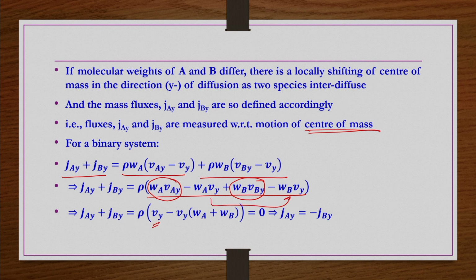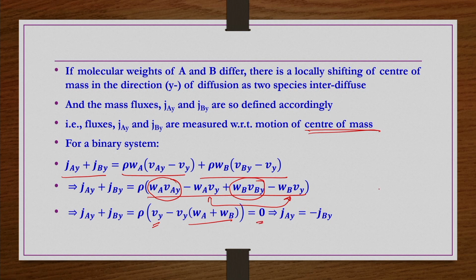From the remaining two terms, if you take v_y common, w_A plus w_B would be there, and w_A plus w_B is nothing but 1, because these are the mass fractions, and the summation of the mass fractions should be 1. This is a binary system, so only two components are there. So, now we have this as 0.